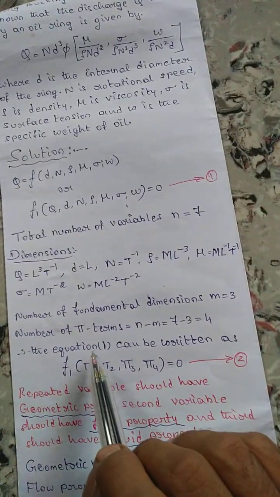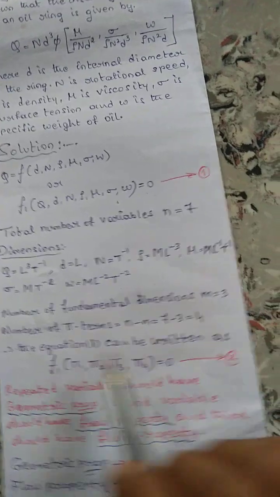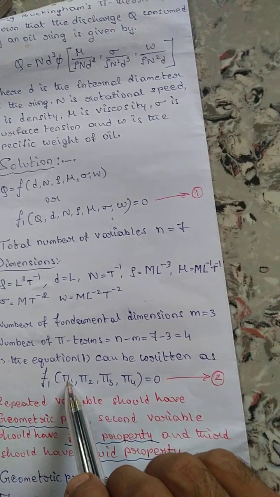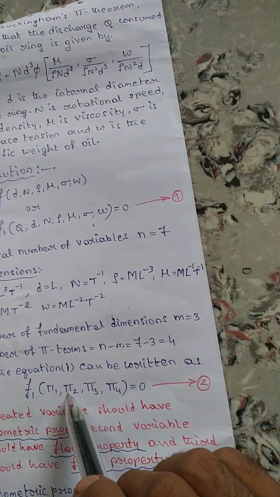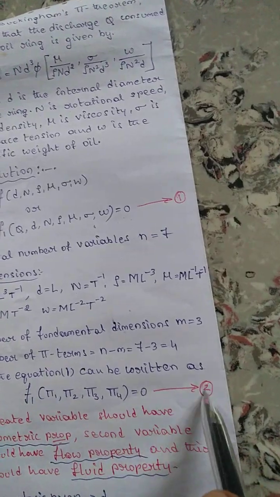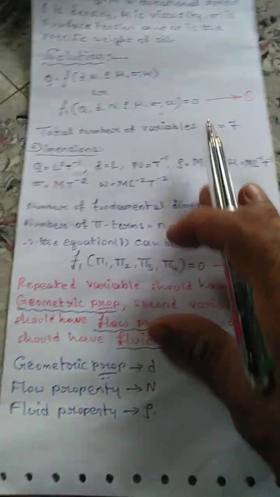So equation 1 can be written as function f1 in the bracket pi 1, pi 2, pi 3, pi 4, that is equal to 0. So we have to equate it to 0. So let us see how it will go next.